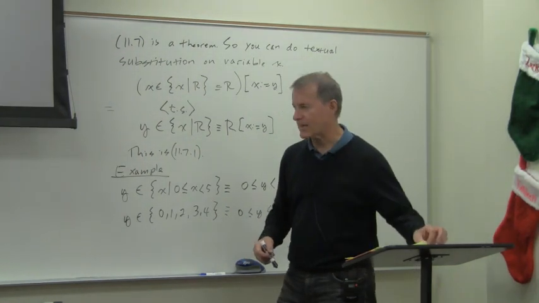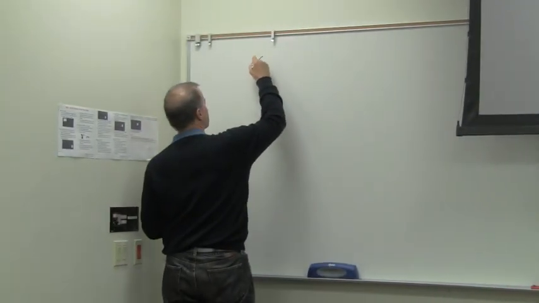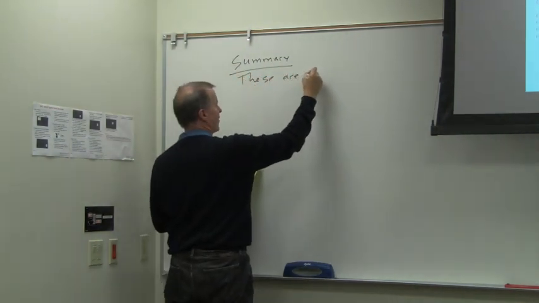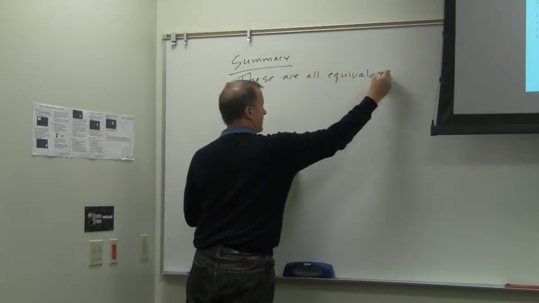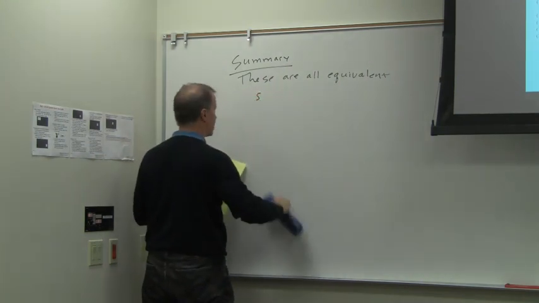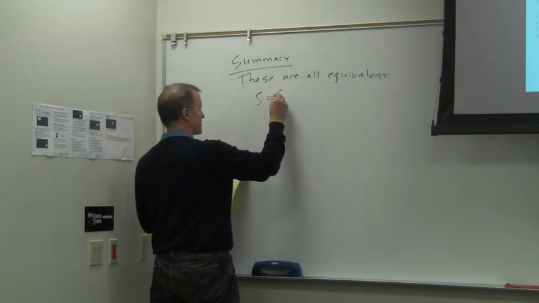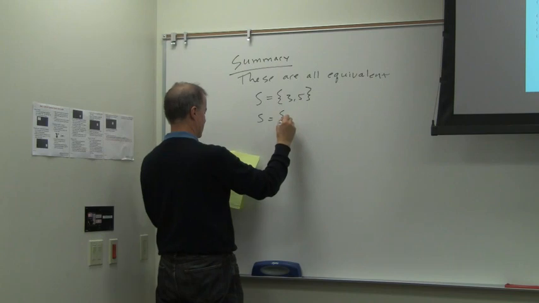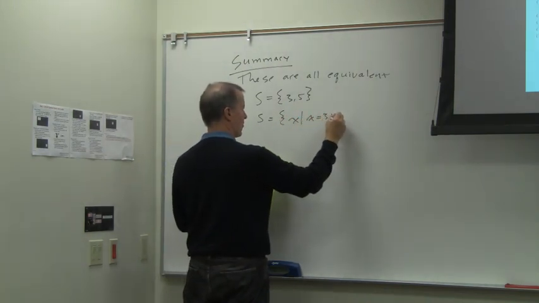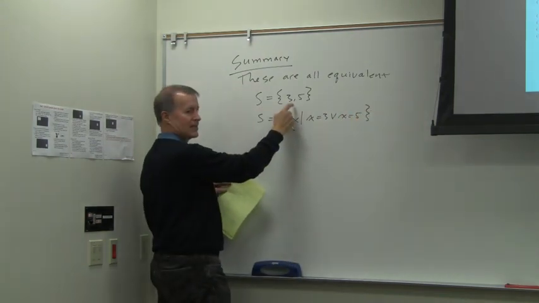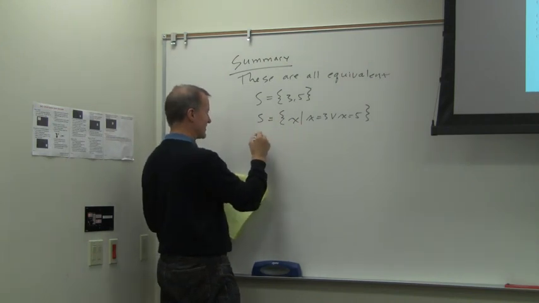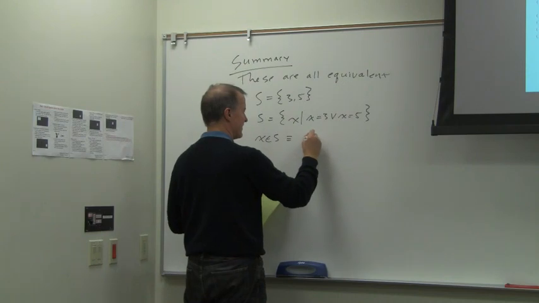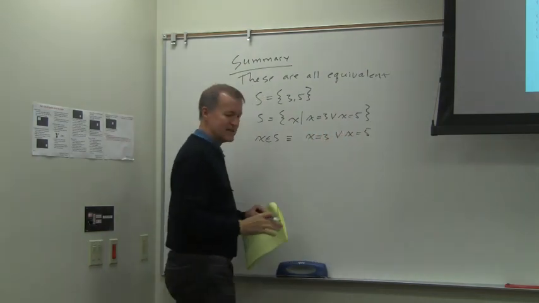So, in summary, all these three things are equivalent. Let's say capital S is the set S equals the set 3, 5, okay? And furthermore, S equals the set of X, range X equals 3 or X equals 5. So here this is enumeration, here this is comprehension, but another thing is X is an element of S equivales X equals 3 or X equals 5. You see, all these three things are equivalent.